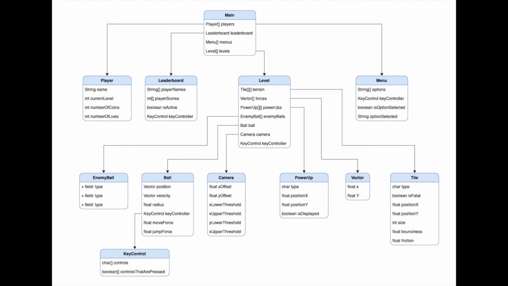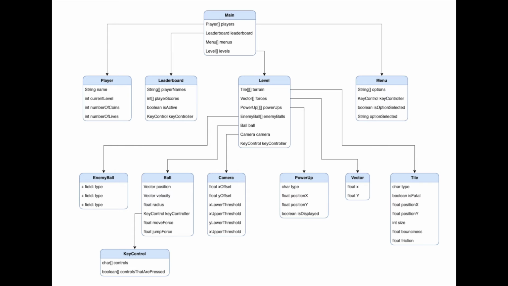Looking below it to the right, we can see the level class, which is composed of many other classes, including 2D arrays of tiles and power-ups, a ball, enemy balls, a camera, and an array of force vectors, as well as a key controller, which is a class that offers a flexible way of keeping track of the state of different key presses in various objects.